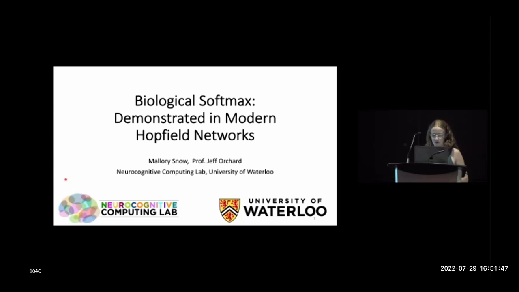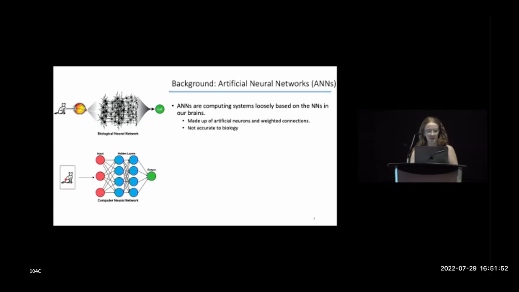So I realize I probably didn't need to start from this far back for this group of people, but just to start from the very top, artificial neural networks are essentially systems that are very loosely based on the neural networks in our brains, in that they are made up of artificial neurons and connected in the form of layers. And these connections have weights associated with them that are learned in order to compute or achieve a certain task.